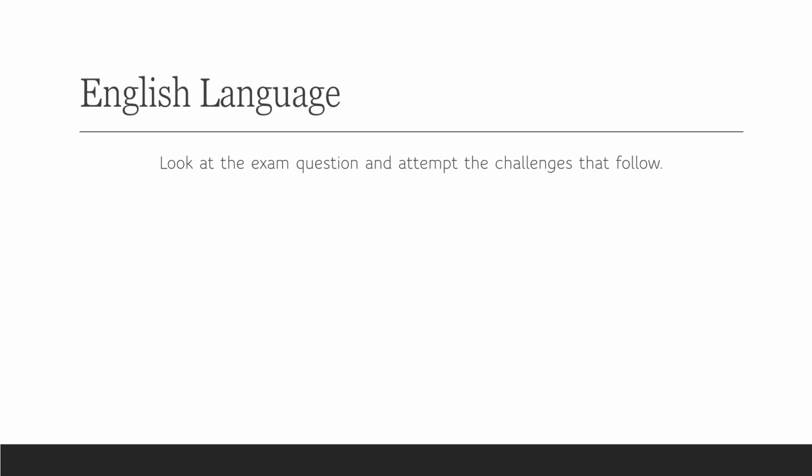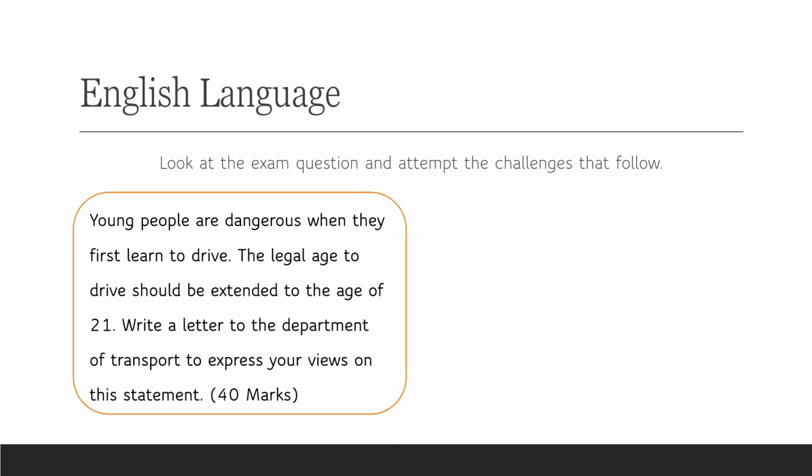Okay, so hopefully now question 2 is going to be making a little bit more sense for you. What we're going to do now is move on and have a look at question 5. So what I want you to do is have a look at the exam question and attempt the challenges that follow. The question says: young people are dangerous when they first learn to drive. The legal age to drive should be extended to the age of 21. Write a letter to the Department of Transport to express your views on this statement. And as with any question 5, it's going to be worth 40 marks.